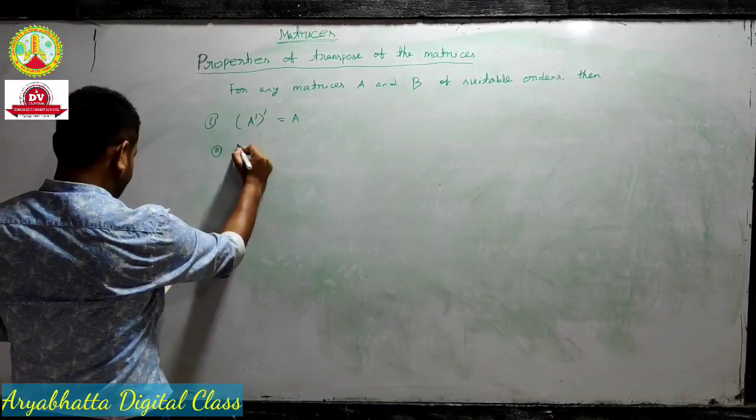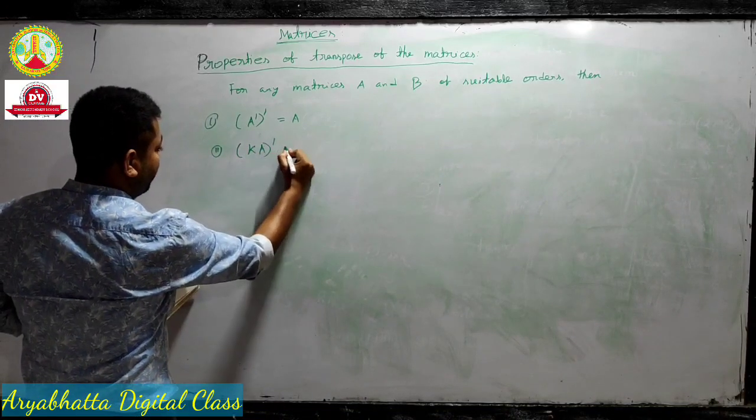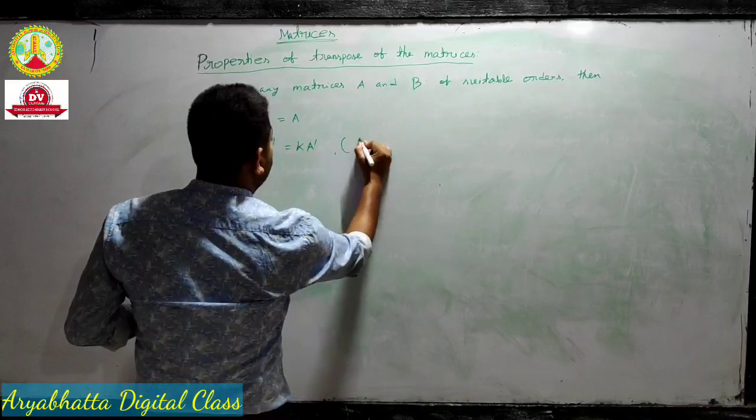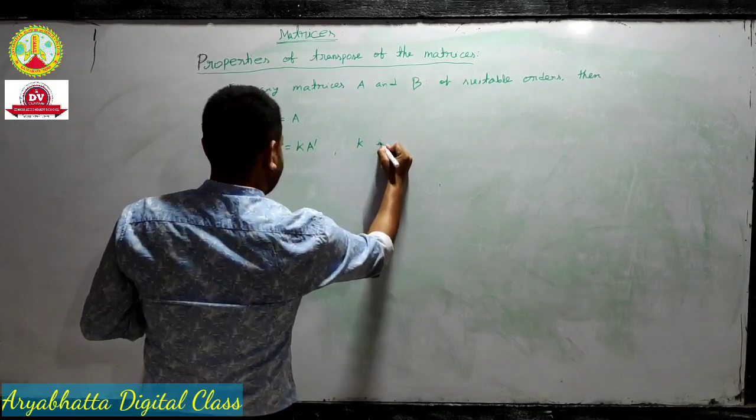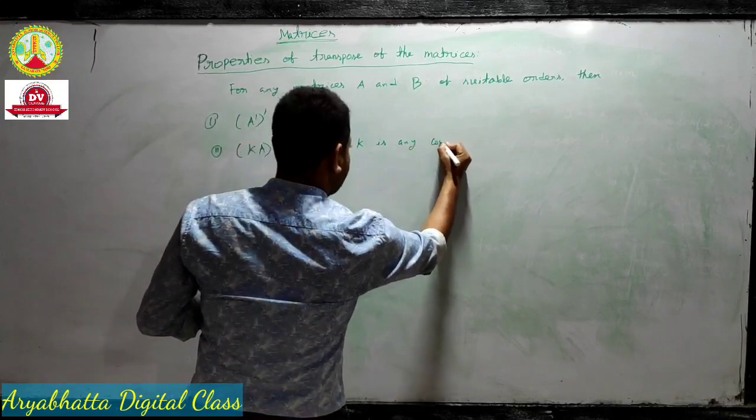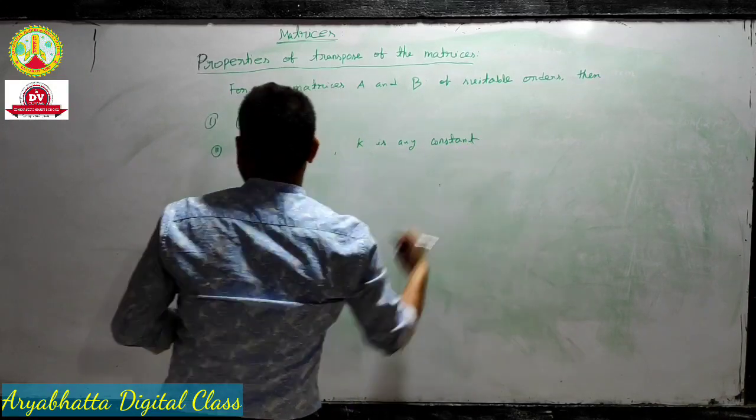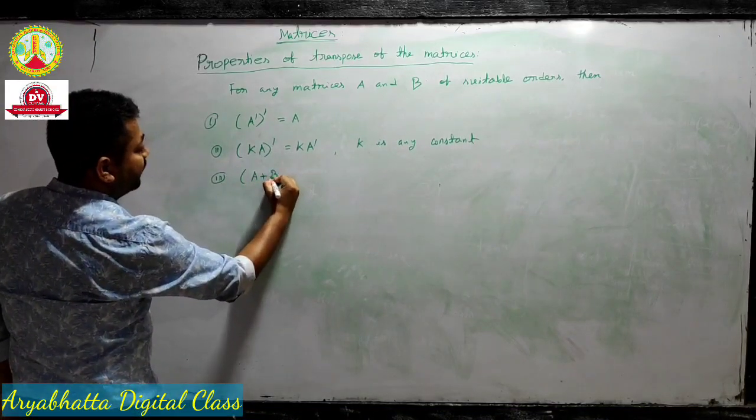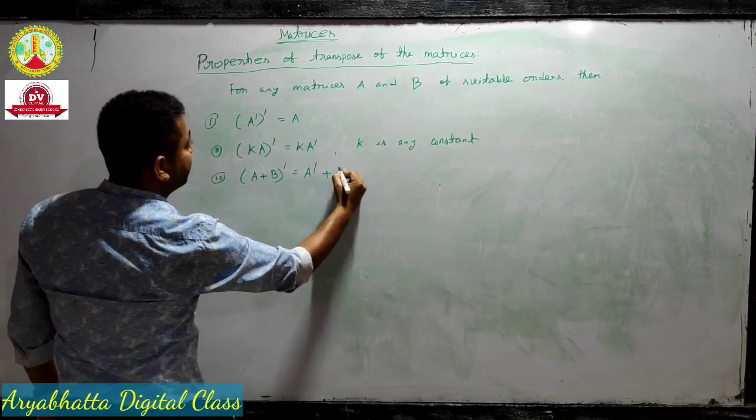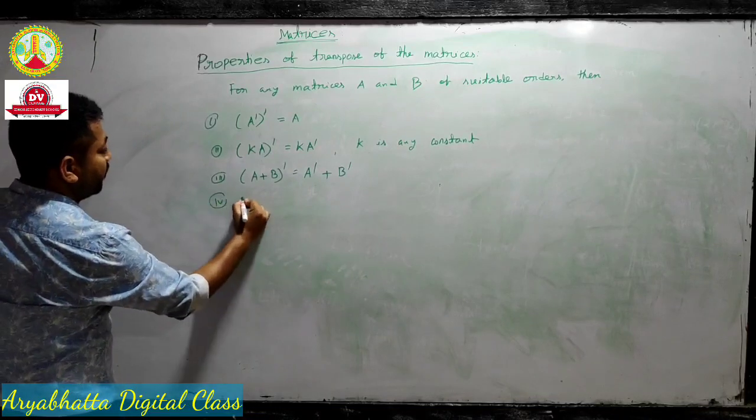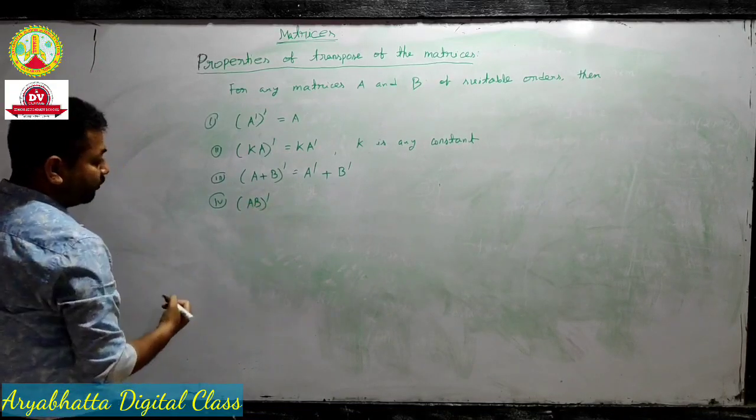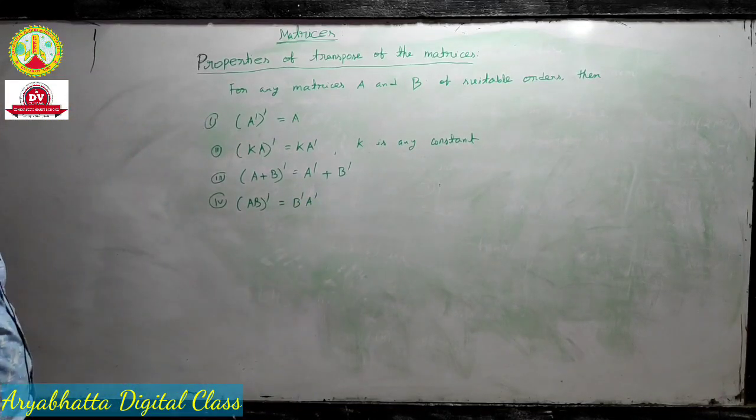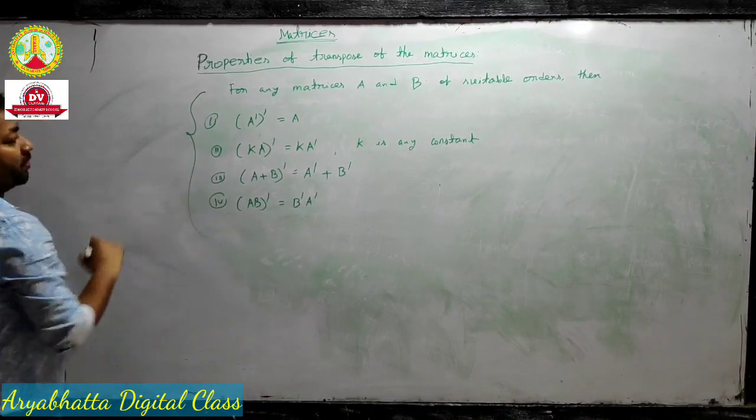Next, number 2, K into A whole dash equal to K into A dash, where K is any constant. Number 3, A plus B whole dash equal to A dash plus B dash. Number 4, A into B whole dash, transpose matrix of AB, equal to transpose matrix of B into transpose matrix of A. These properties are very important.